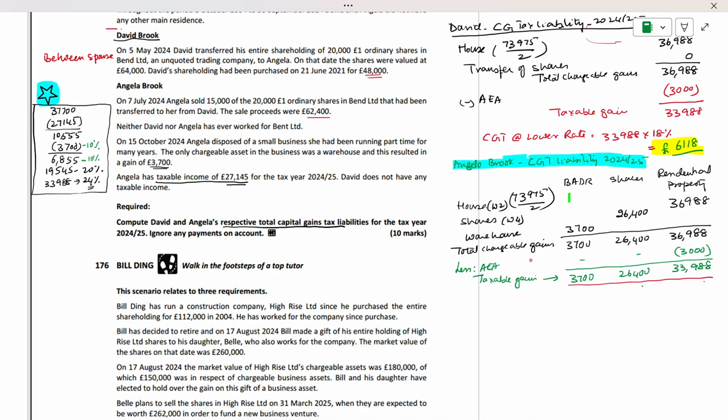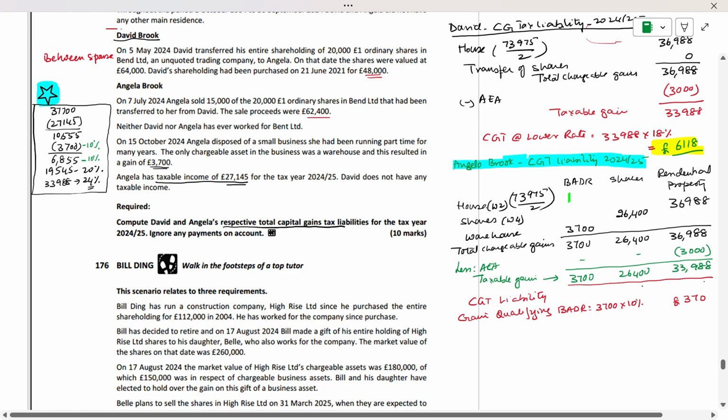Now, see, here we have to calculate capital gain tax liability. Okay, CGT liability. Now you write down gains qualifying for BADR, 3,700 times 10%. It comes to how much? 370. Are you clear about this? Yes, sir. Why are we calculating 10%?